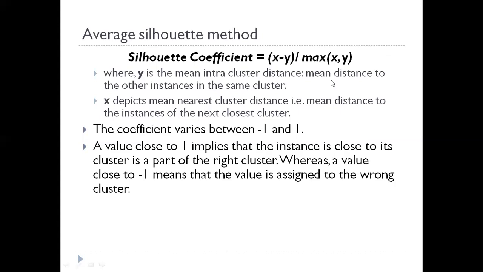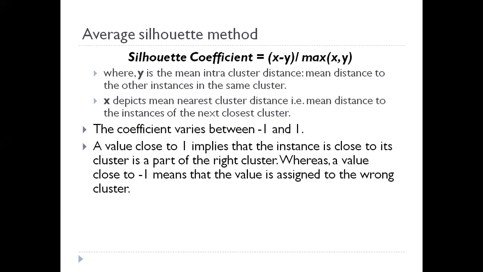So x is the mean distance to your next closest cluster, but y is the mean intra-cluster distance, which is the mean distance to the other instances in the same cluster. Within the same cluster, you're calculating the mean distance. In the denominator, you take whichever value is the maximum one.